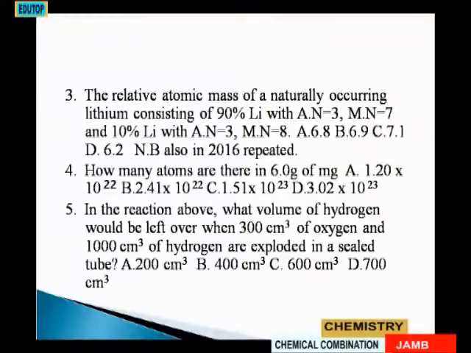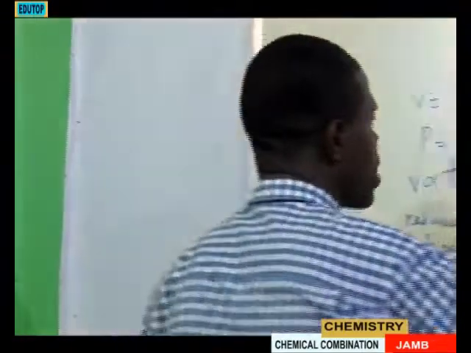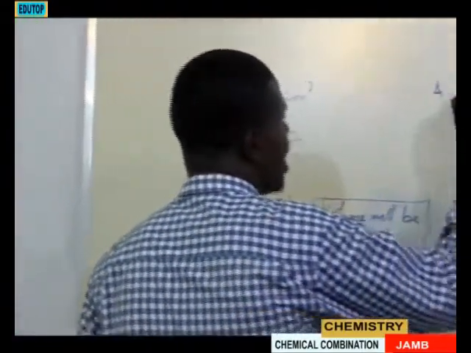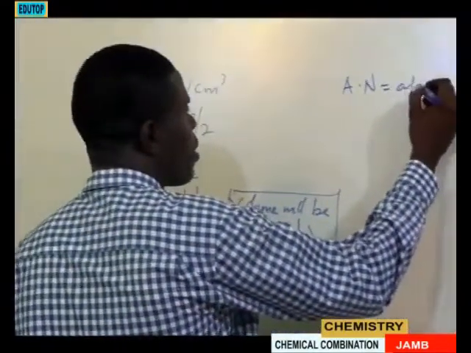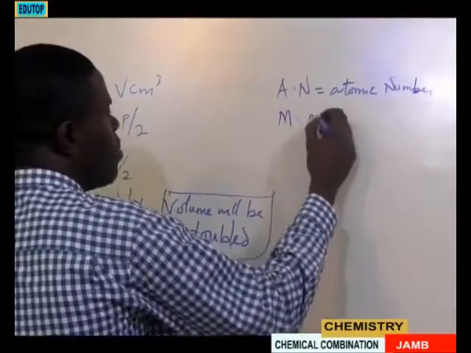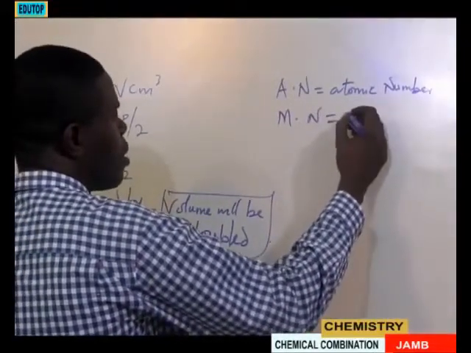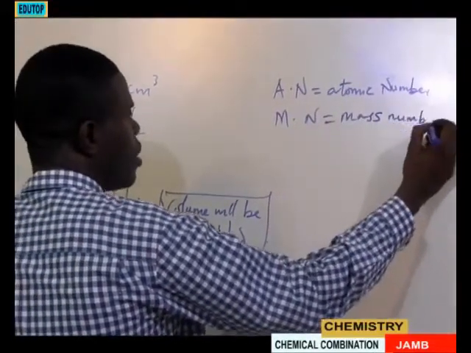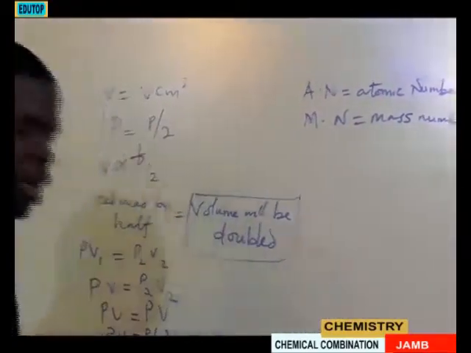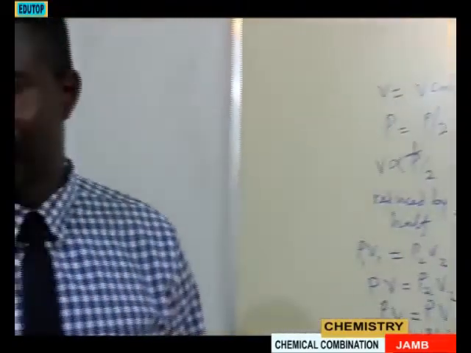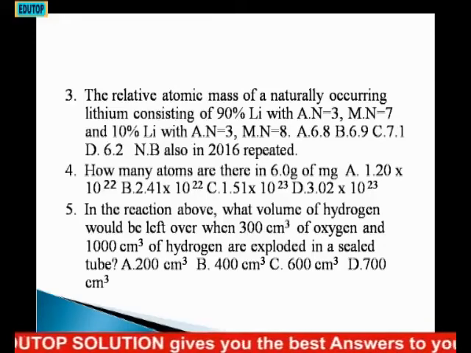Then question number 3 says that the relative atomic mass of naturally occurring lithium consists of 90% lithium with atomic number. When you see AN, it means atomic number. AN means atomic number. MN means mass number. So in that situation, they gave us lithium with 90%. Then we have the atomic number.